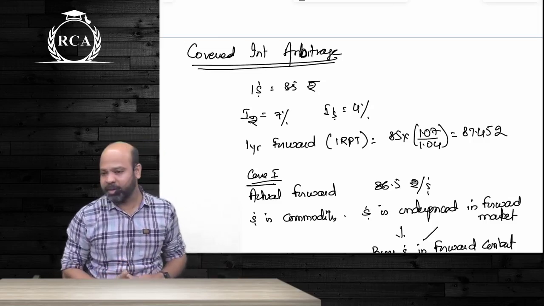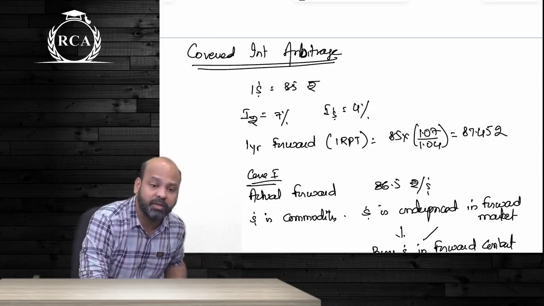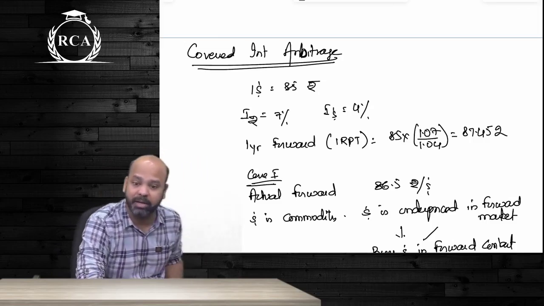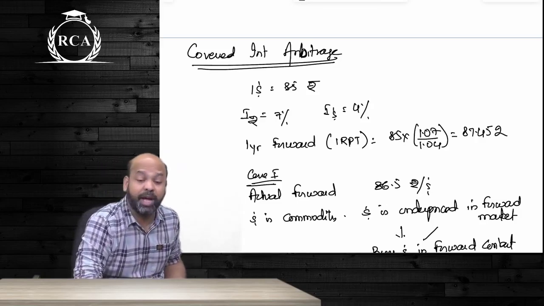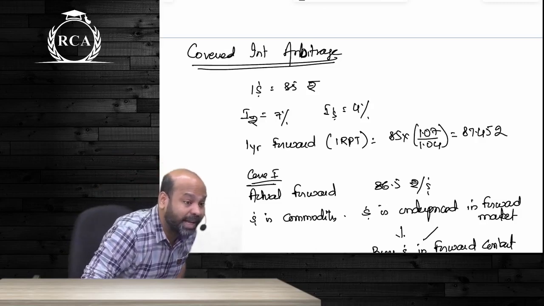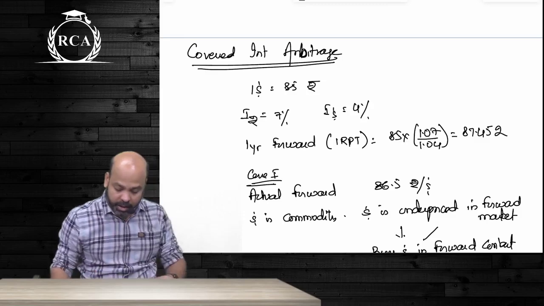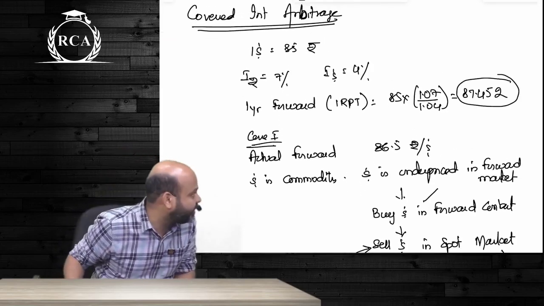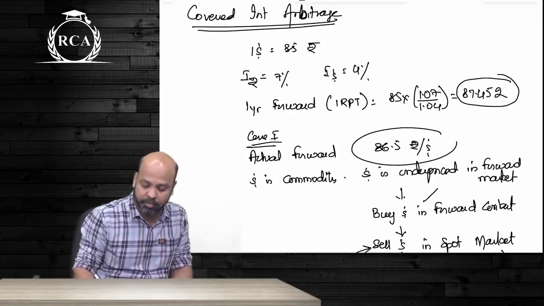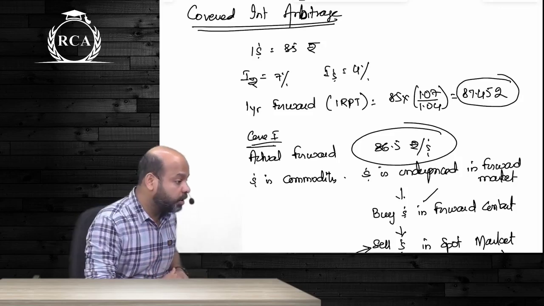Covered interest arbitrage as such means that you will be borrowing in one currency, lending in the other currency, and making an amount of riskless profit. This arises when the fair forward rate computed as per IRPT does not match the actual forward rate. Let us say in our example, the fair forward rate as per IRPT was 87.452, but the actual forward rate is 86.5. What is the commodity here?